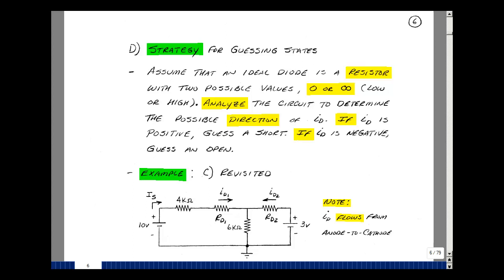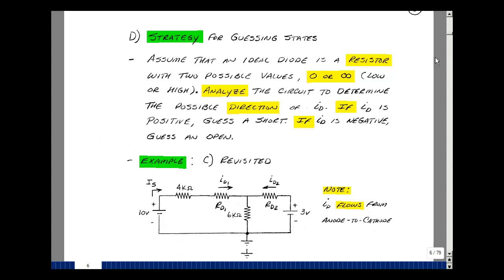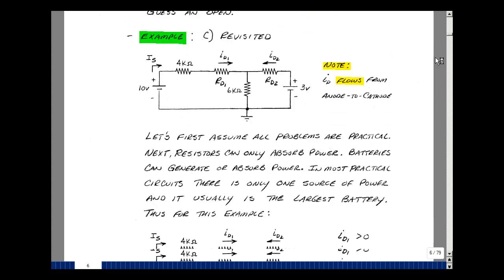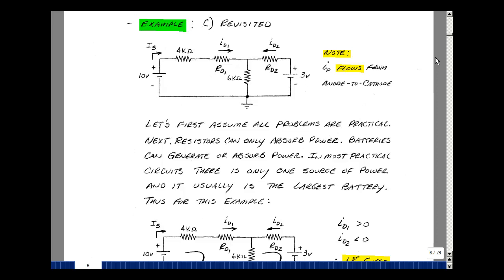And then based on that, we could take a guess as to whether the diode looks like a short circuit or an open circuit, or a low resistance or a high resistance. Here's our example that we had previously. Let's replace diode 1 by a resistor and show the current flowing from anode to cathode. The same thing for diode 2, from anode to cathode.